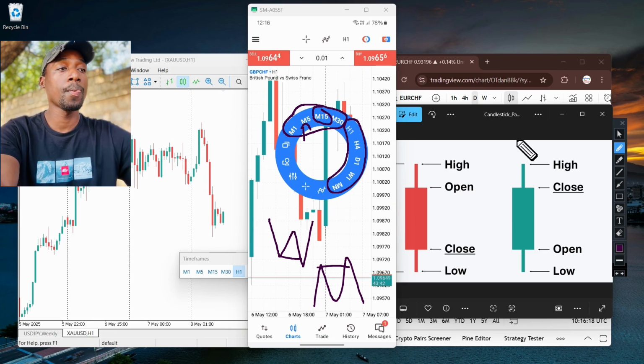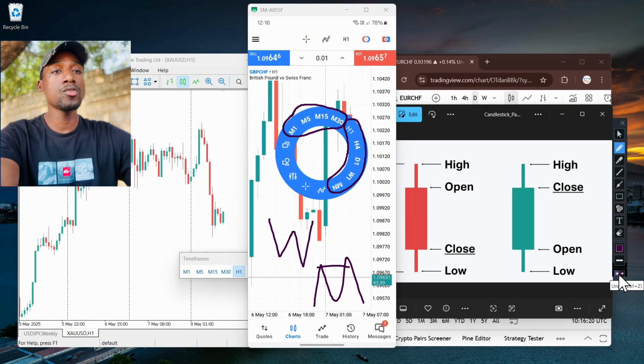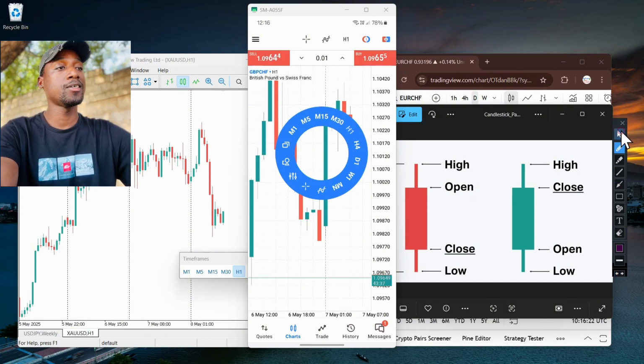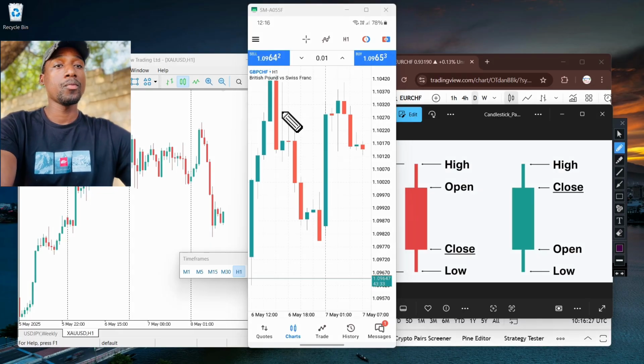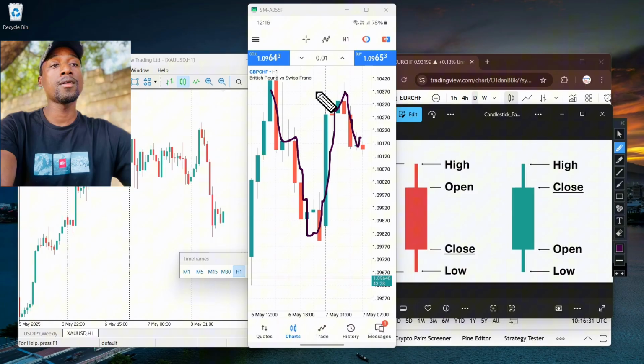We have candlestick patterns. Now, I wanted to mention something here so that you gain a better understanding. When we look at a chart pattern, this chart is telling us a story about what's happening with the price.